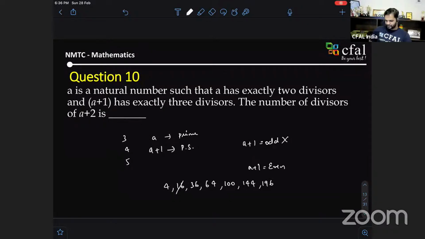So whichever is ending with 6, can you remove those also? Yes, certainly, right? Because if it ends with 6, the last digit of A will be 5, and 5 will be divisible by those numbers. So if A plus 1 ends with either 4 or 6, it doesn't work. Why 6? Because 6 times 6 is 36, it always ends with 6.